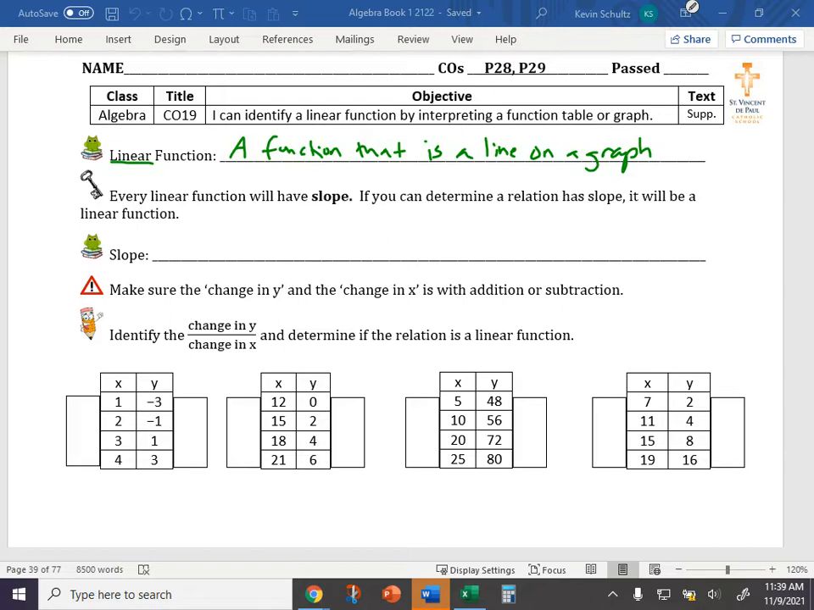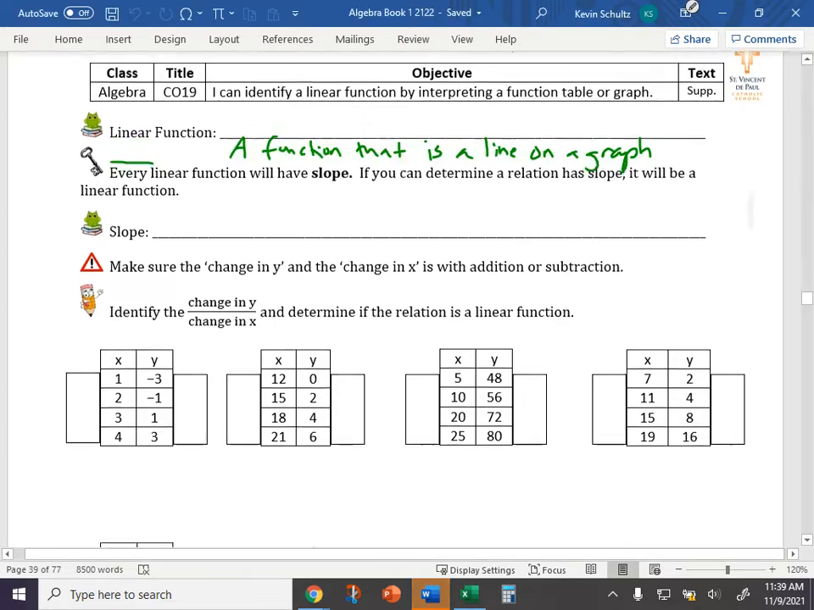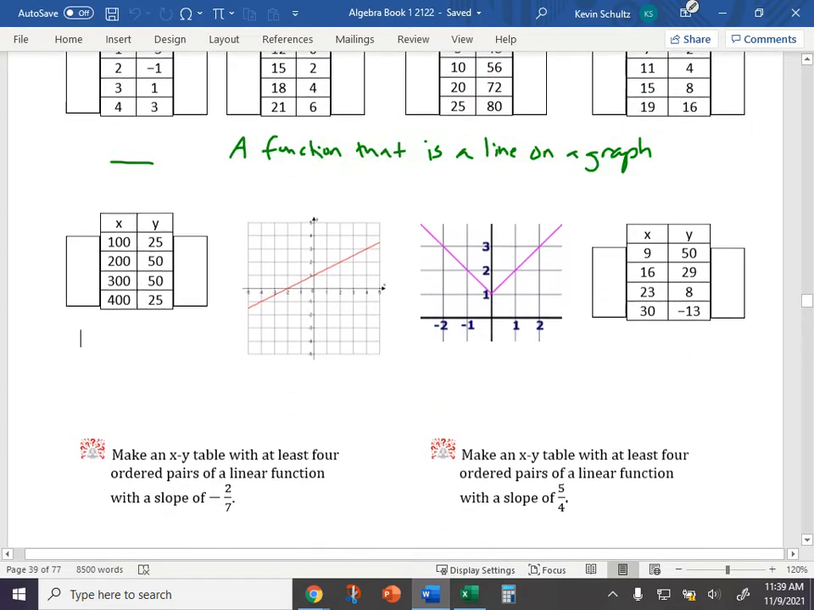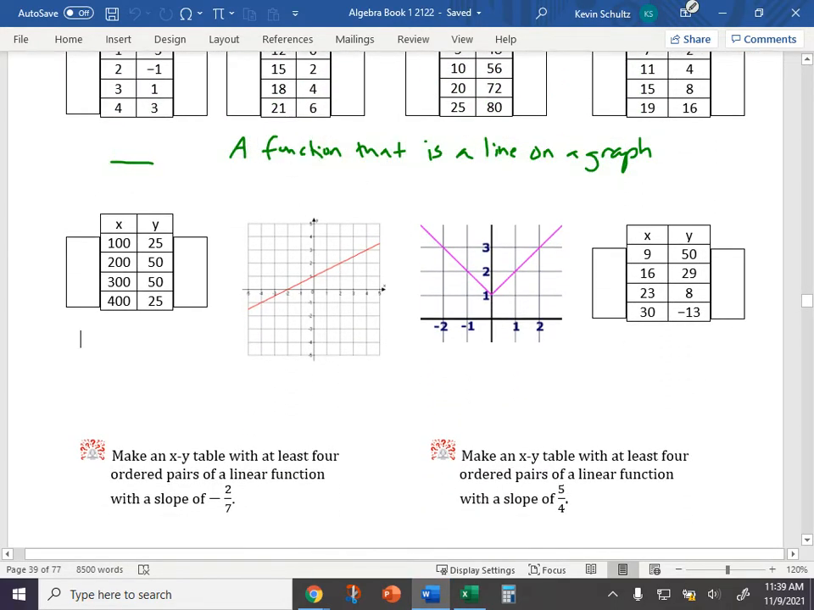So it's pretty easy when you're given a coordinate plane to determine whether or not it's a function. That's why I only give you two of them here. Which one of these is a linear function and which one isn't? Or are they both, or are neither of them? Which one fits the definition of a line on a graph? Maggie? The first one, right? Yeah, the one on the left.